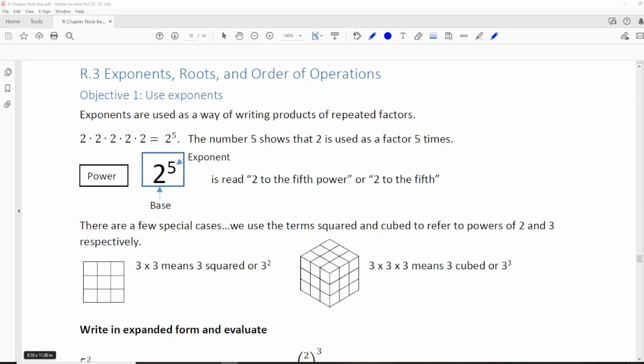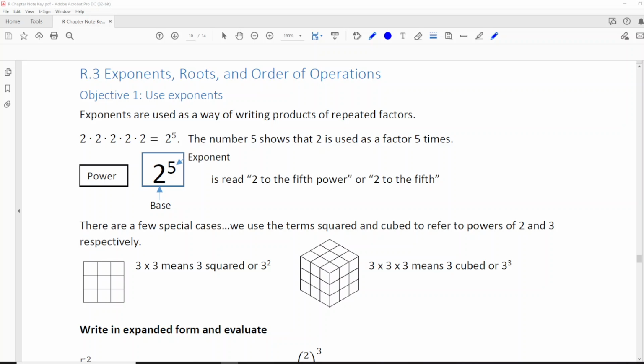So just to make sure we're all on the same page, exponents are just a way of writing products of repeating factors. For instance, if you had 2 times 2 times 2 times 2 times 2, I'm way too lazy to write that. So instead, mathematicians came up with a way to write it simpler. They go, okay, my base is 2. That's the number that I'm multiplying together. And how many times do I want to multiply it together? 5. So now anytime you see something written like this, you know that it's 2 multiplied by itself 5 times.